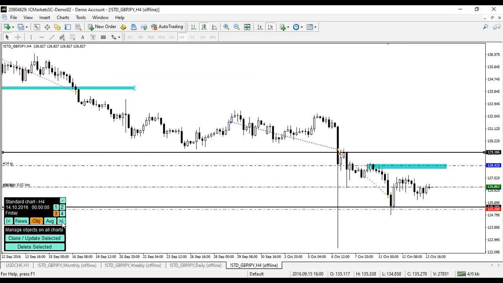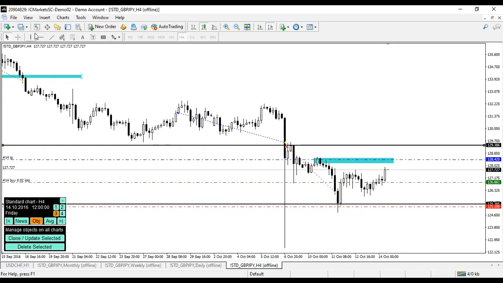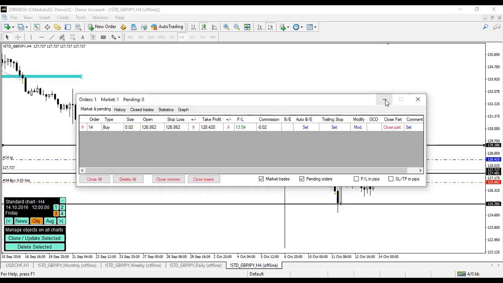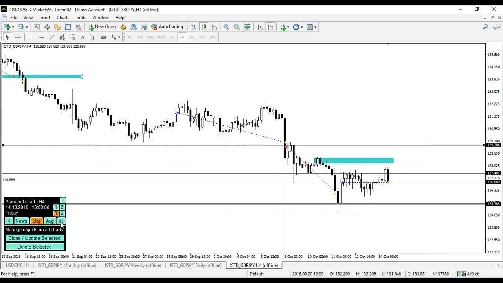So price is just hovering around our entry price. Now price breaks this minor resistance here. So what we do is put our stop loss at break even. Let's break even our trade. So if the next candle goes down, it just takes us out at break even.